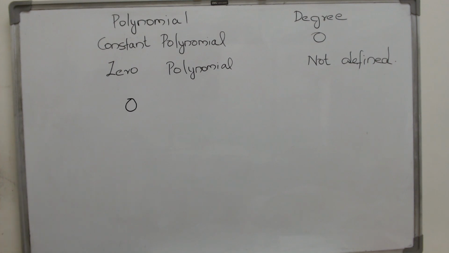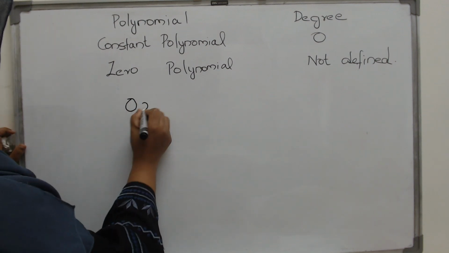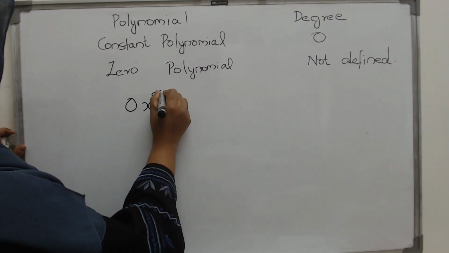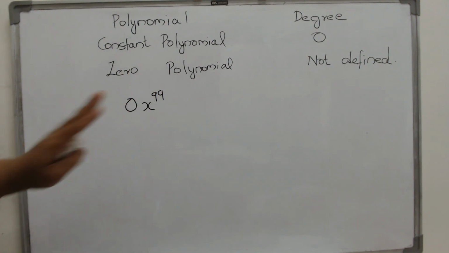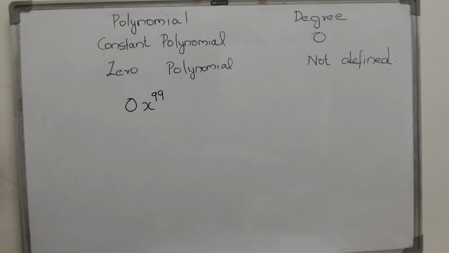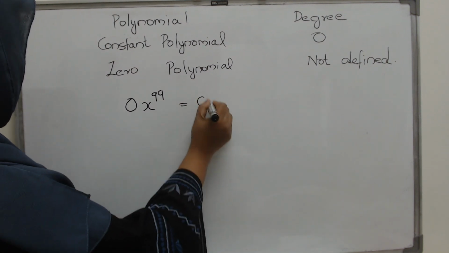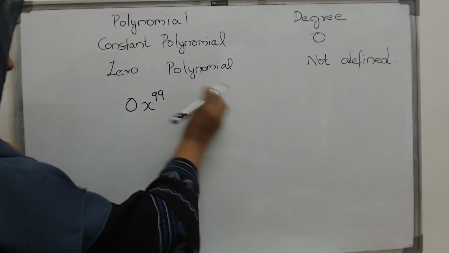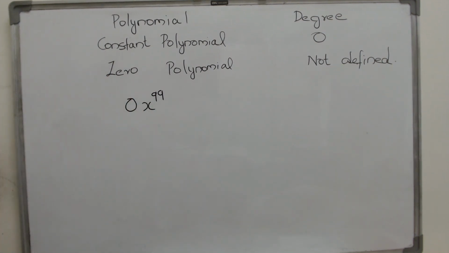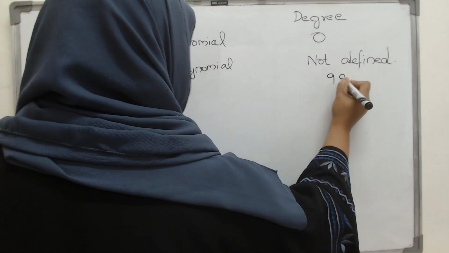Now you give me the zero polynomial and I say 99 is my favorite number. So I am going to write this 0 as 0 into x raised to 99. Is it correct? Yes, it is. This is still 0. I haven't changed anything. I have just kept the 0 as it is and I have written it like this. So I am saying its degree is 99.